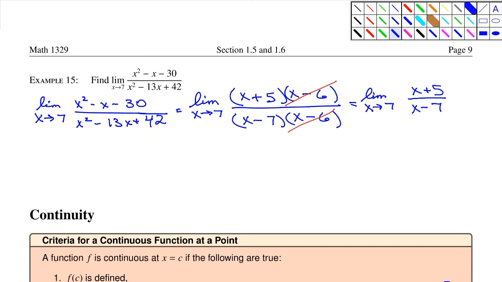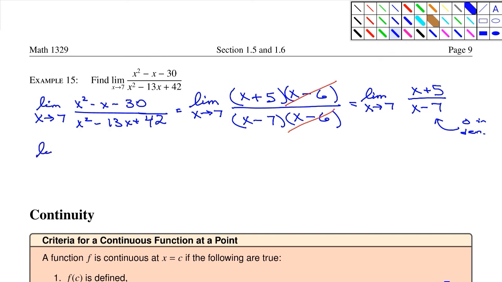So notice here we still have a 0 in the denominator. If you tried to evaluate it, you would get 0. So we know it's going to be does not exist. And so we just need to figure out if it's going to be an infinity, a negative infinity, or does not exist. So we do the testing.